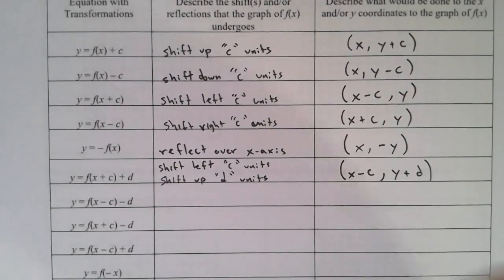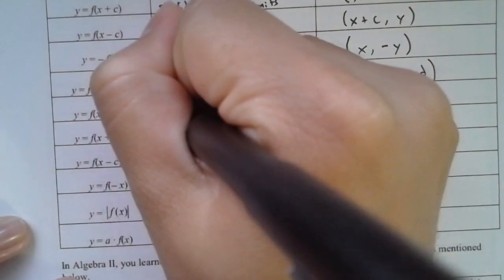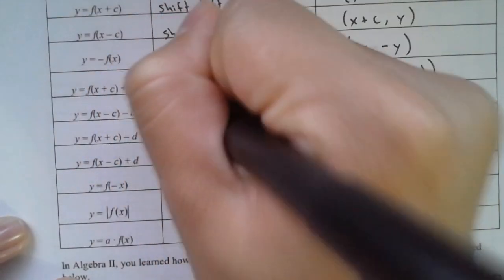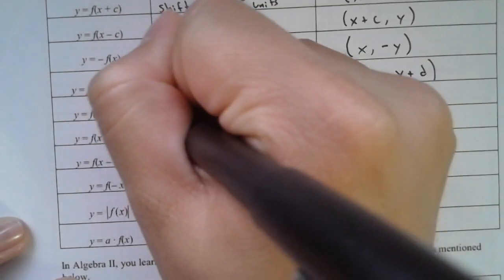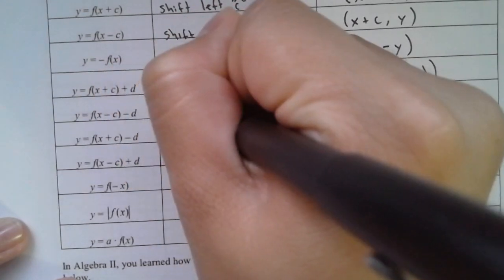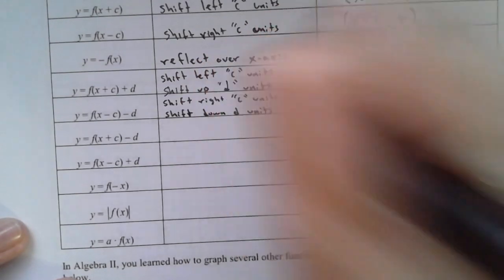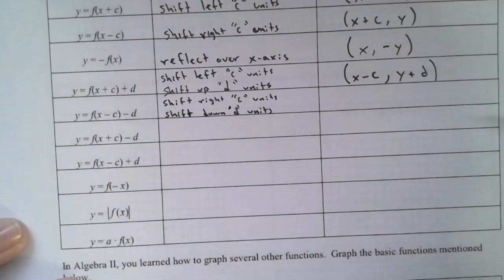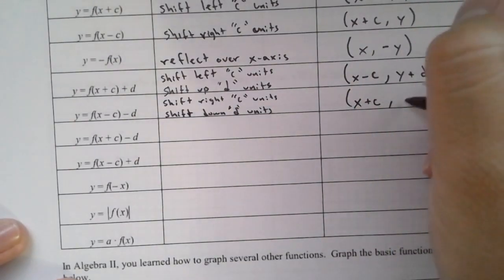The next one just takes the opposite. You shift right c units, and then you shift down d units. So shift right, I got x plus c, and then down would be y minus d.